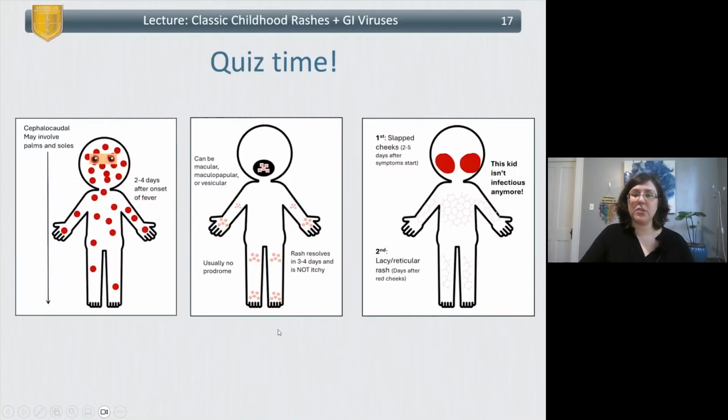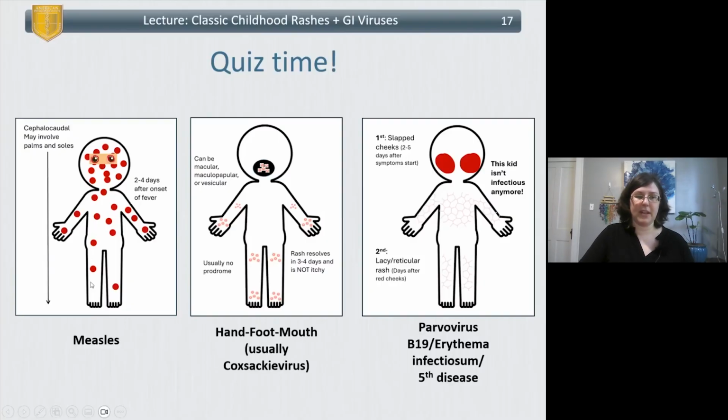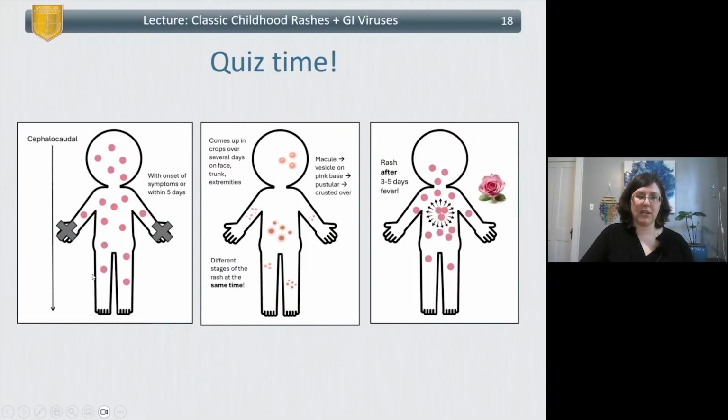All right, so just a little quiz time. I want you to think about what each of these rashes are based on the presentation. Measles, hand, foot, and mouth, parvovirus. Okay, this one is also cephalocaudal, but not involving the palms. This one has different crops showing up all over the body at different stages. And this one is blooming out from the trunk out to the extremities and face. We're dealing with rubella, varicella or chickenpox, and roseola.